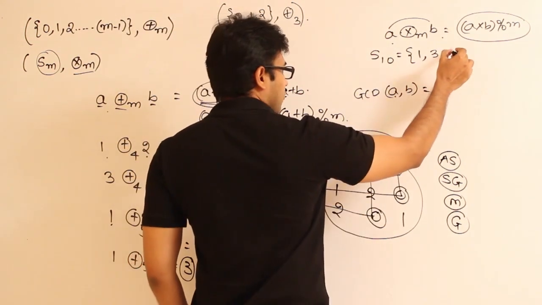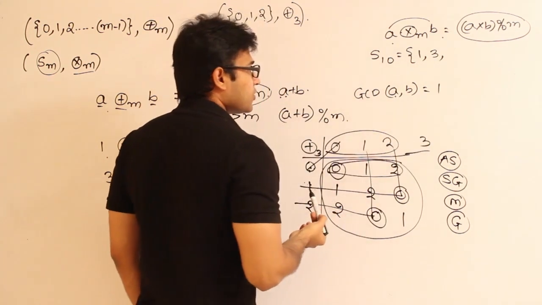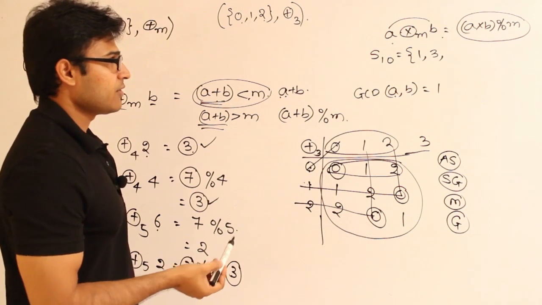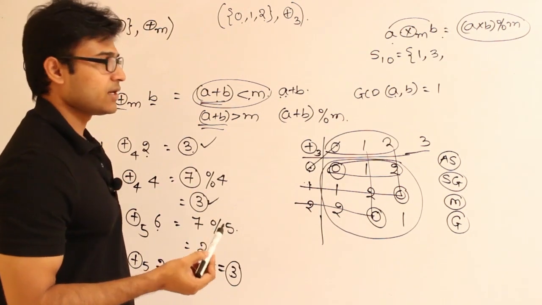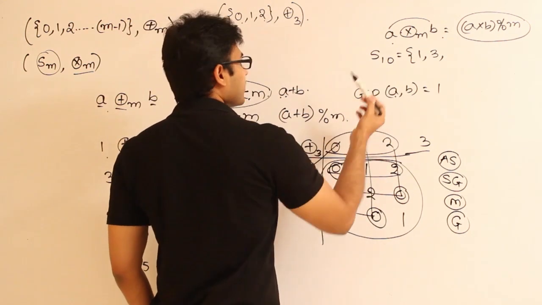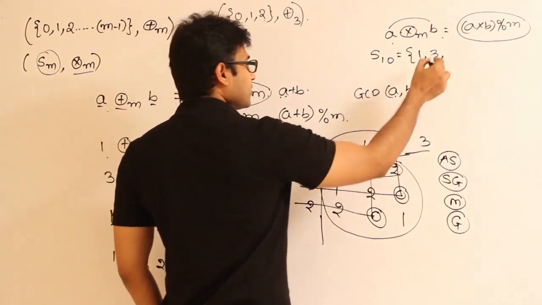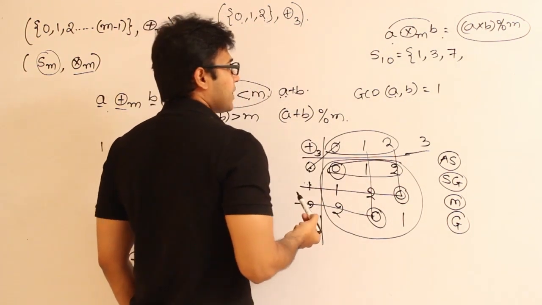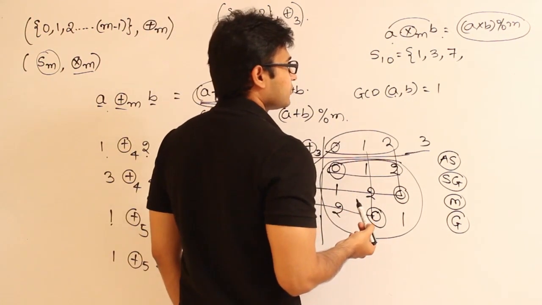Okay, and what about 5? 5 is not relatively prime to 10. The reason is 5 divides both 5 and 10, which means GCD of 5 and 10 is not 1. What about 6? Not relatively prime because 2 divides them. What about 7? Yes, relatively prime. What about 8? No, because 2 divides both of them. And what about 9? Yes.